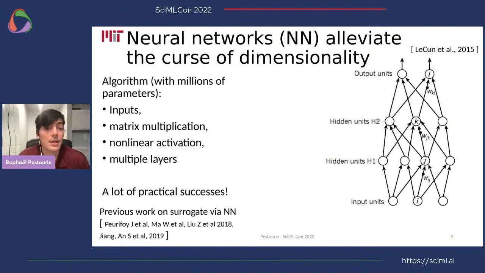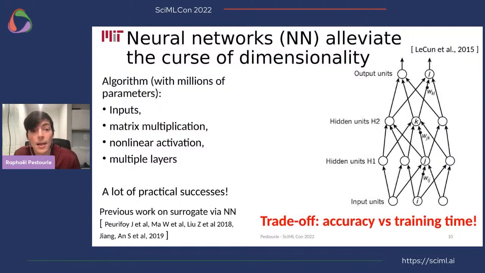In contrast to polynomials, neural networks seem to alleviate the curse of dimensionality. Neural networks are now very popular. It is an algorithm with thousands to millions of parameters, which takes an input and does a bunch of matrix multiplications composed with nonlinear activation functions on multiple layers. Research is still active to understand why they work so well, but they have had a lot of practical successes, in particular as surrogate models in optics.